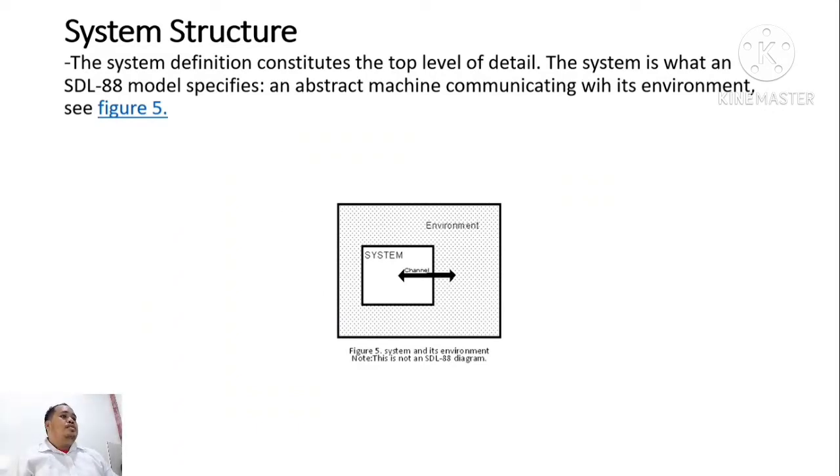System structure. The system definition constitutes the top level of detail. The system is an idealized model specifying an abstract machine communicating with its environment. As we can see in Figure 5, the system interacts with its environment, and the system communicates with its environment.